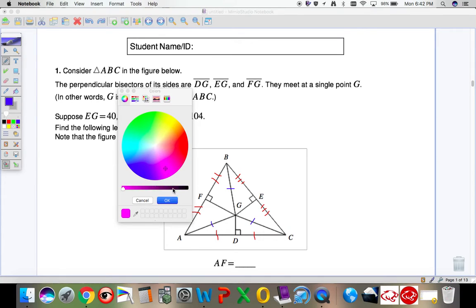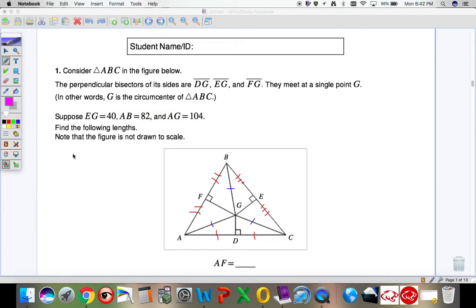All right, so now let's go to the problem. Let me change my color again. So it tells you, suppose EG is 40. So that's this piece right here. So this is 40. Do not judge how bad this is. There's EG is 40. AB is 82, so that's from here all the way over. This right here is 82. And then AG, so here's AG, this is 104.